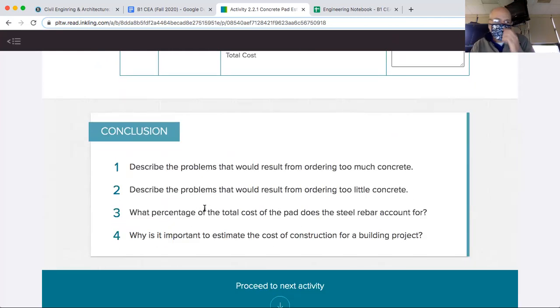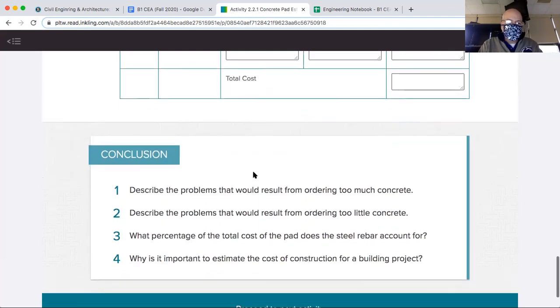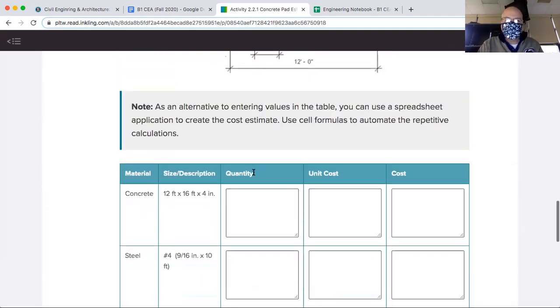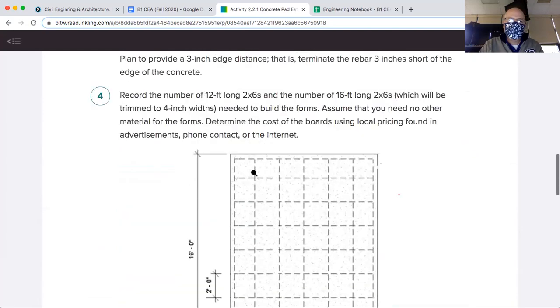There are conclusion questions: describe the problems, what percentage of, why is it important? Do answer those conclusion questions in your notebook. Make sure you rewrite each of these items in the form of an answer, rather than just writing the question or the statement or the directive here. Instead of just writing that word for word, rewrite that question in terms of an answer. So it's more of just stating facts.